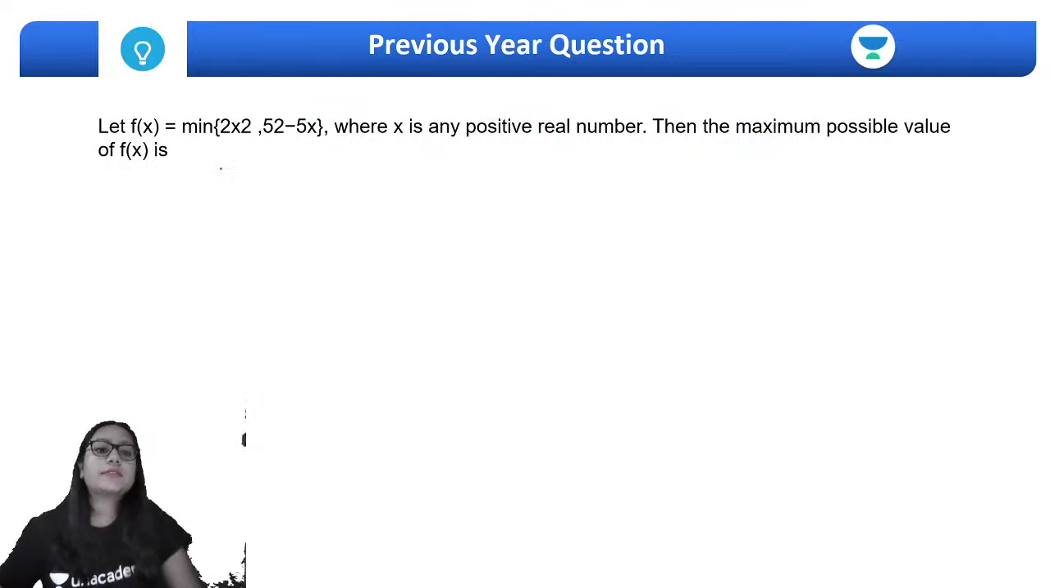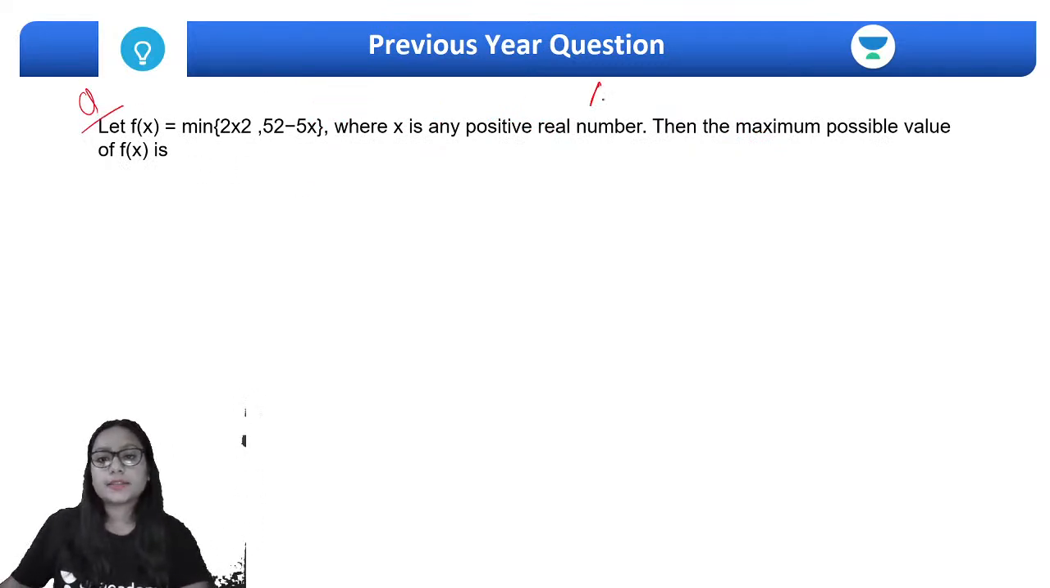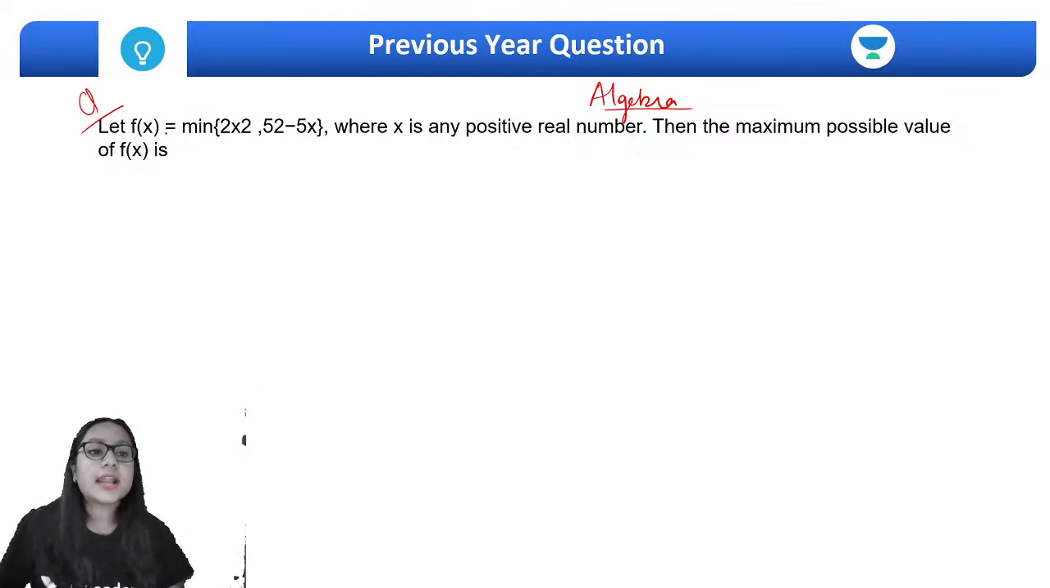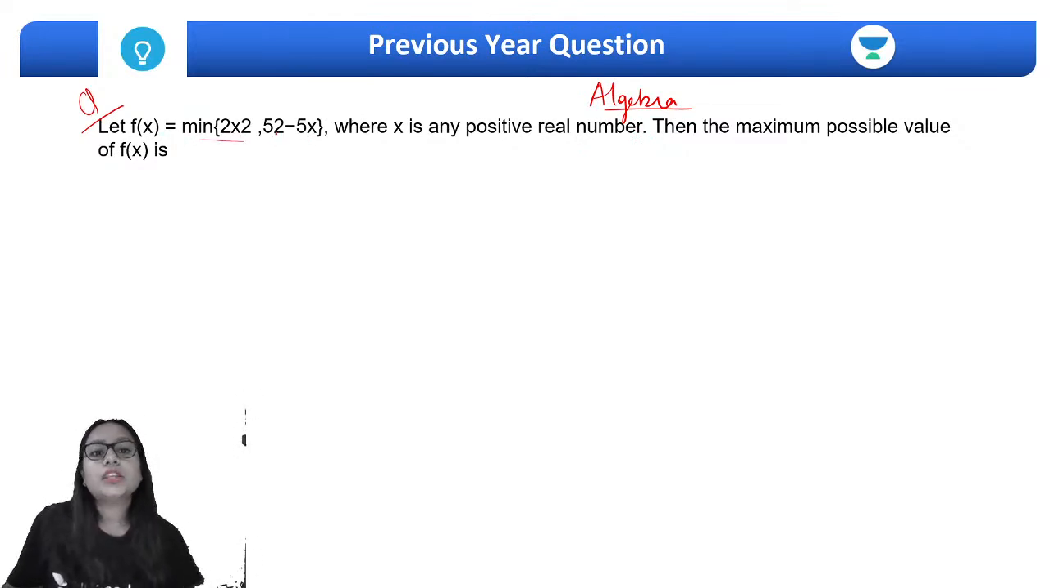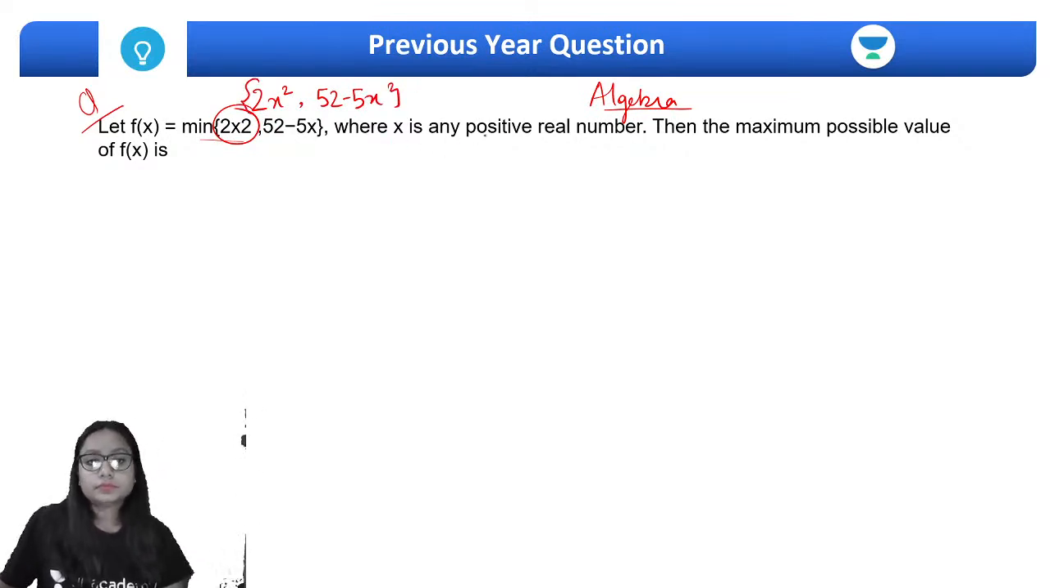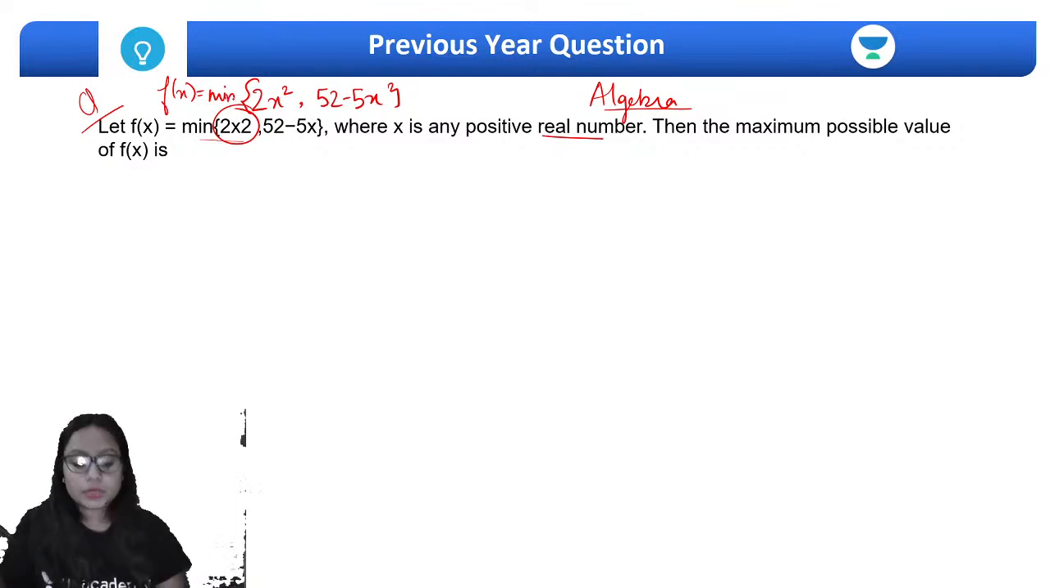Now this question is from the topic functions, or I can say from algebra. Please read the question, try to understand it and then tell me the answer. The question says that f(x) is defined as the minimum of these two functions, 2x square comma 52 minus 5x. I hope the definition of the function is clear. x is a positive real number, then we have to find the maximum possible value. And here it is given that f(x) is the minimum of these two. Please think about it and try to solve.